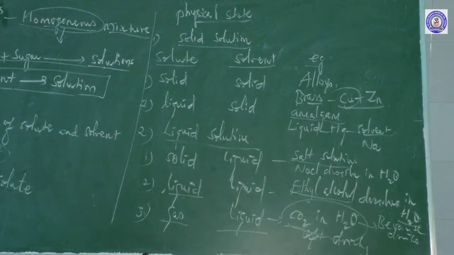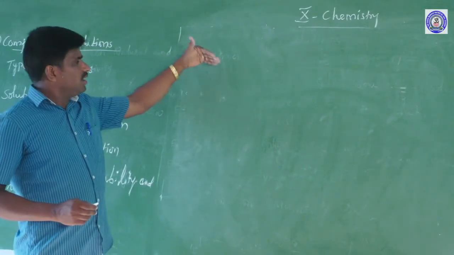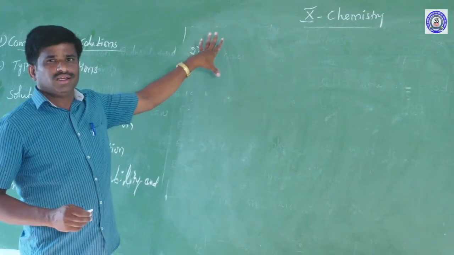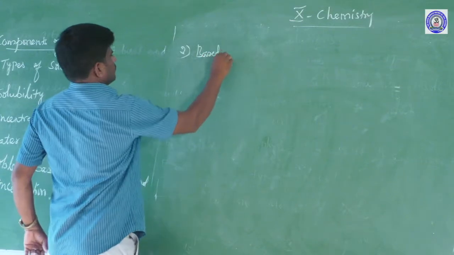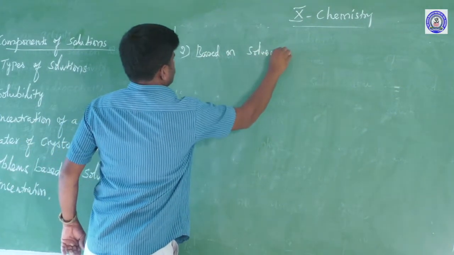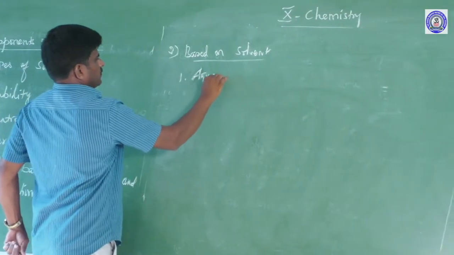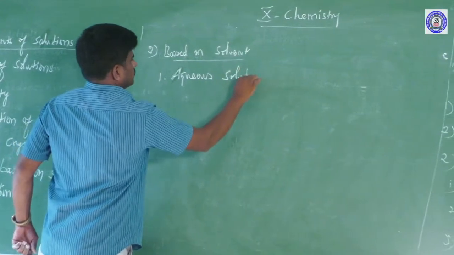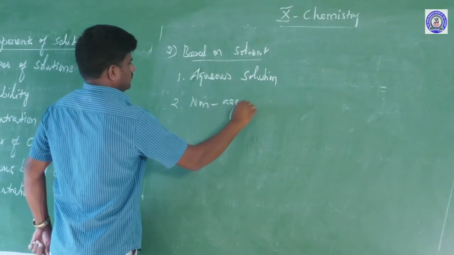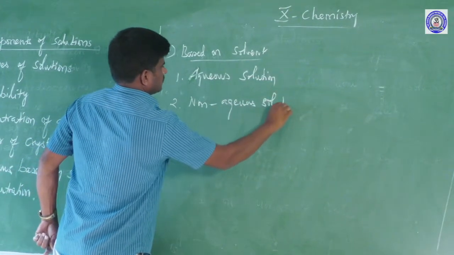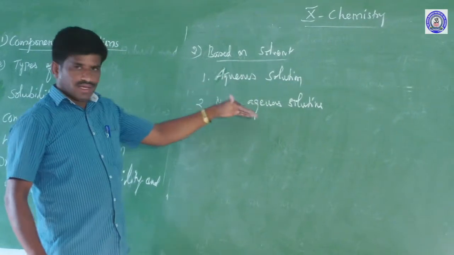Let's go to the next classification. The second classification is based on the solvent, the solvent which we are using for making the solution. Based on the solvent, the solutions are of two types. One is called aqueous solution. The second one is called non-aqueous solution. Let's see the definition of aqueous, the examples of aqueous solutions, and non-aqueous solutions.